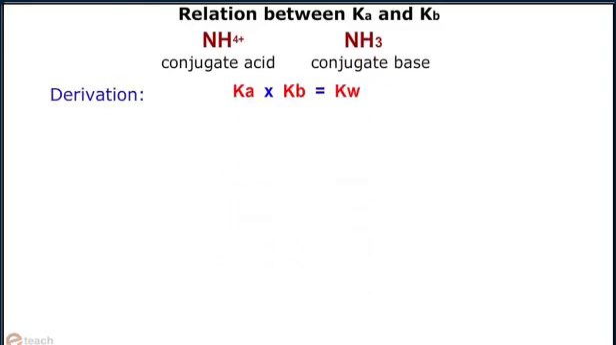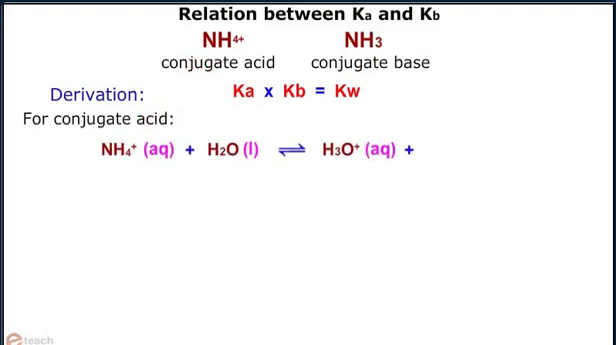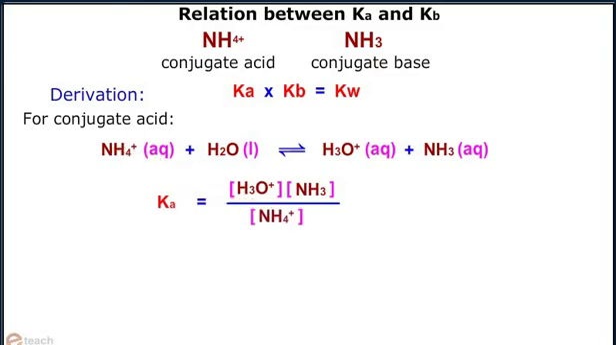Now we will come to the derivation. For the conjugate acid, NH4+ + H2O ⇌ H3O+ + NH3. Since Ka equals the concentration of H3O+ multiplied by the concentration of NH3 upon the concentration of NH4+, which equals 5.6 × 10^−10.